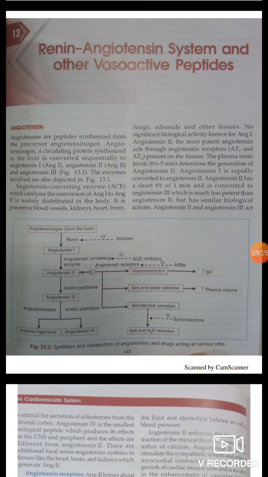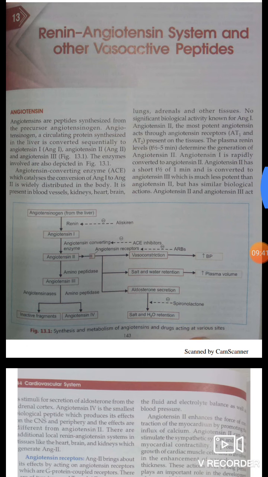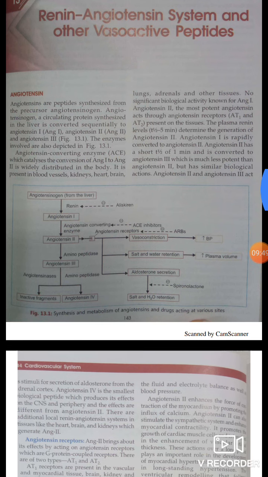So there is one class of drug in our classification of antihypertensive drugs, that is renin inhibitor. These drugs act on this renin, right? It directly inhibits renin. The drug is aliskiren, right? So angiotensinogen is converted into angiotensin 1.